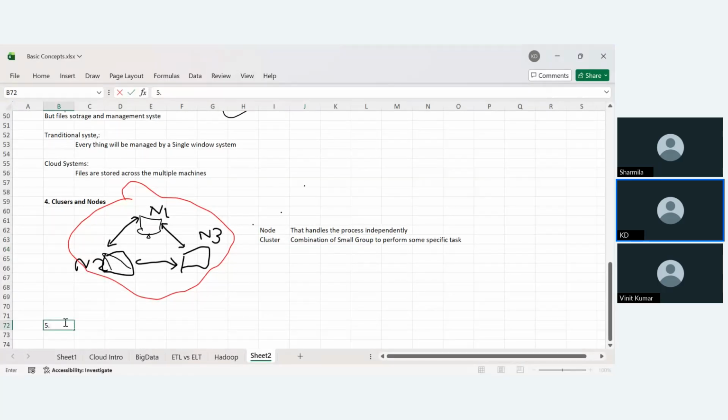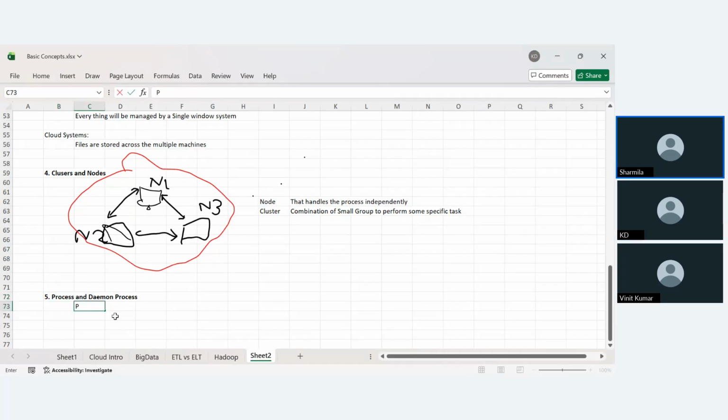And then the fifth thing is process and daemon process. This is a very important terminology. A process is a program in execution, and a daemon process is basically a process that runs without any user intervention. So can you tell me an example of any process that is running without user intervention?